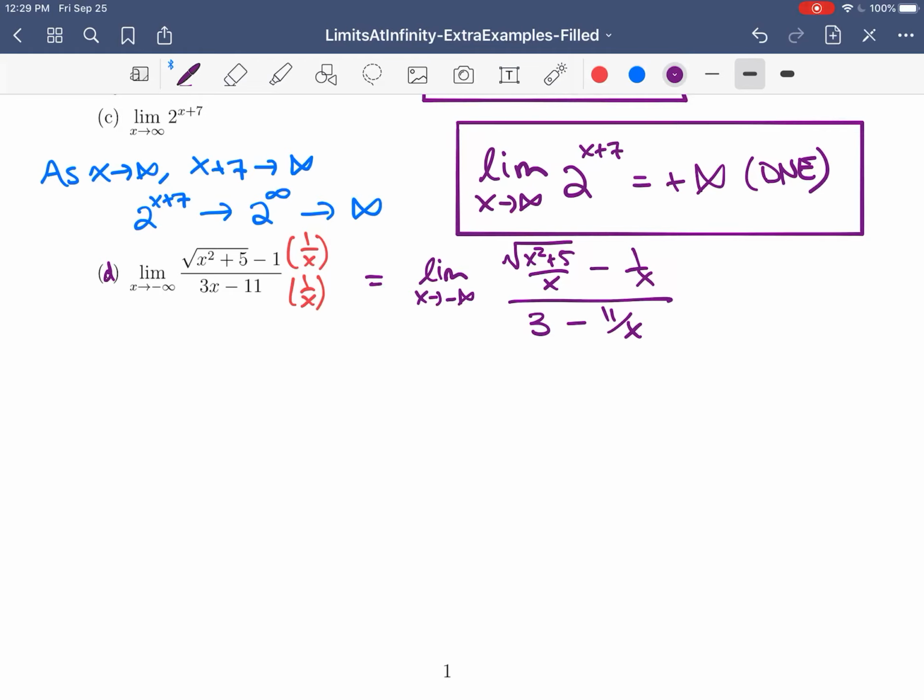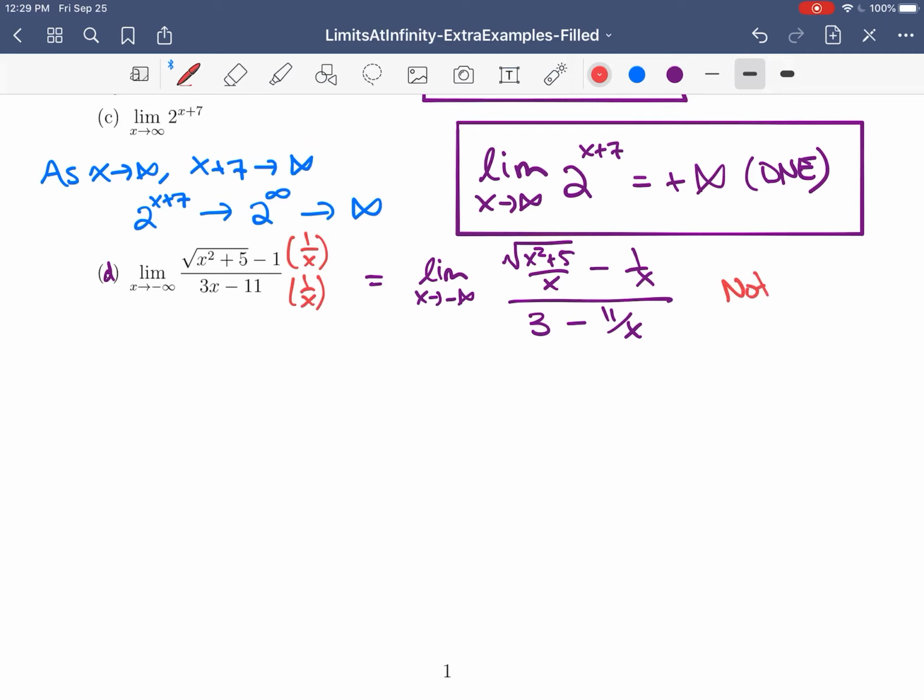Okay, now I know what this limit does. I know what this limit does. I know what this limit does. This is the only one I'm not sure of. So what I want to do is try and simplify this. So I want to bring the x inside of the square root. Okay, to do that, it needs to be in a square root as well.